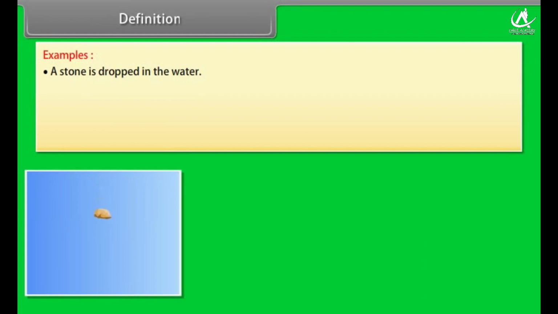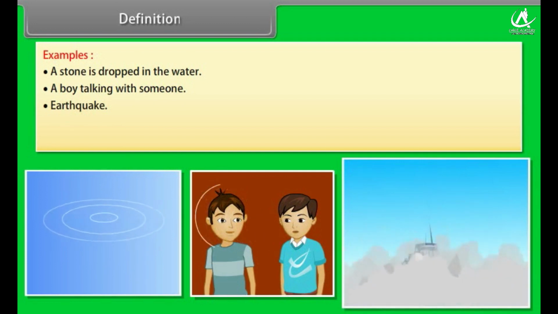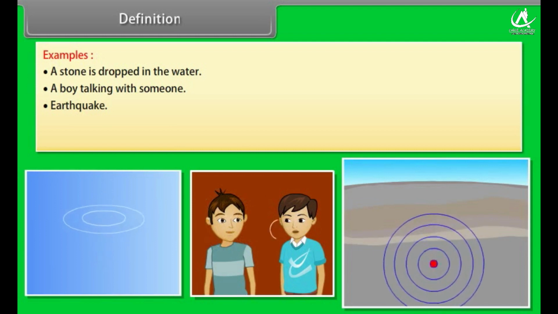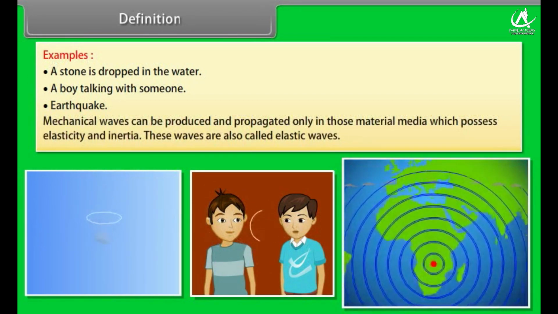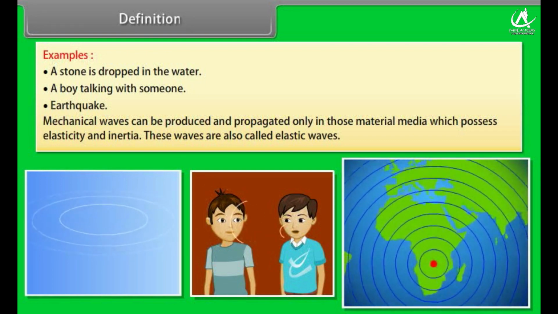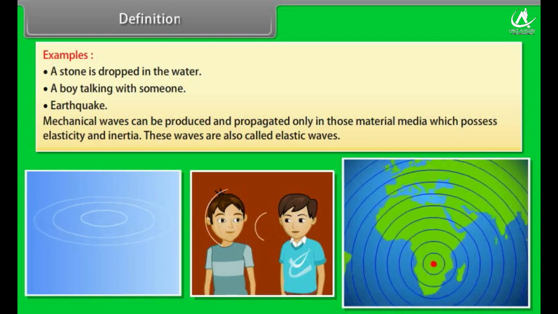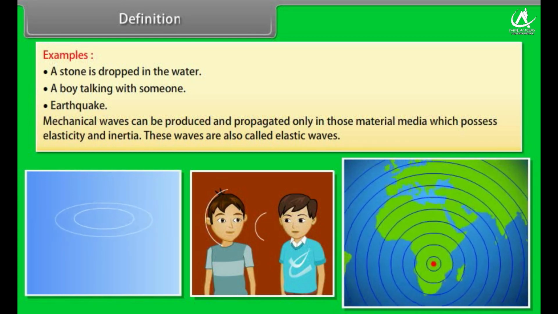A stone is dropped in the water. A boy talking with someone. Earthquake are some examples of wave motion. In this chapter, we shall study about mechanical wave motion. Mechanical waves can be produced and propagated only in those material media which possesses elasticity and inertia. These waves are also called elastic waves.